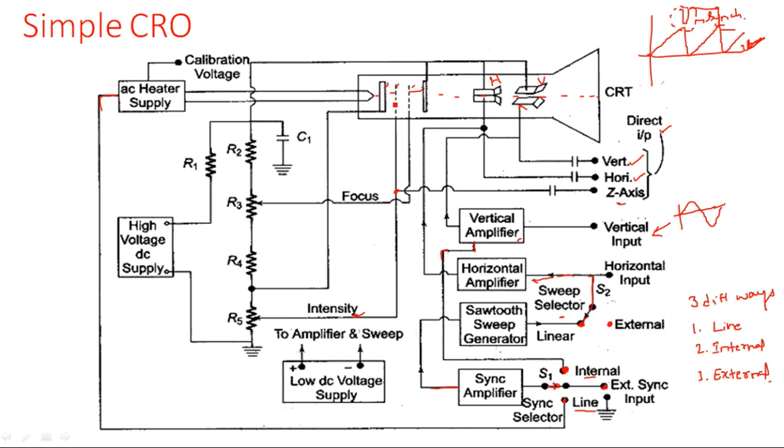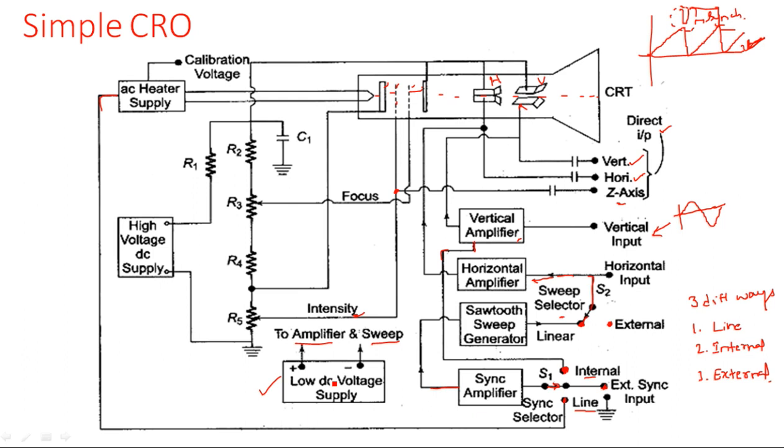Can you guess what the purpose of this low voltage DC supply is? The low voltage DC supply output is given to amplifiers as well as sweep circuits. If you take any amplifier, like a horizontal amplifier or vertical amplifier, it is a device with a transistor. Whether we use a FET amplifier or any other type of amplifier, it takes a DC biasing supply. For that biasing supply we may use either plus 5 volts or plus 12 volts, not more than that. So it is a low voltage DC supply.